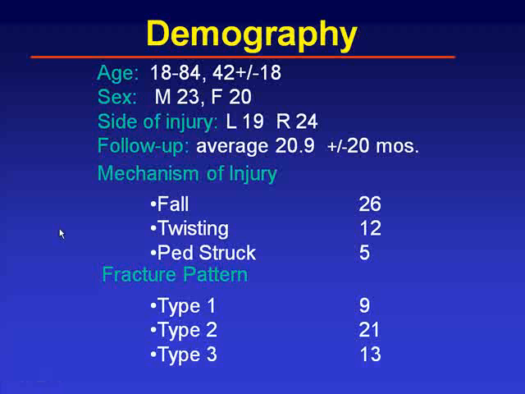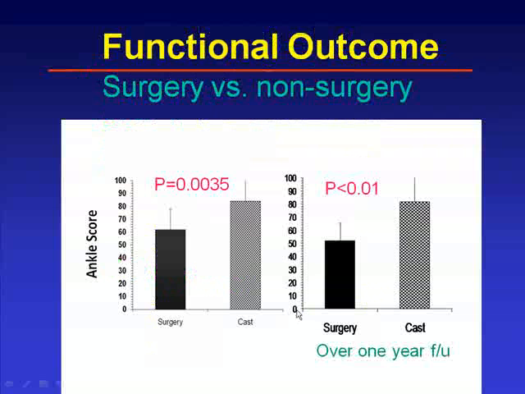The majority of injuries resulted from a fall, whereas the most common fracture pattern is type 2. This slide shows the functional outcome in surgery versus non-surgical treatment. As shown in this graph, the cast group actually shows a better functional score as compared to the surgery group. A similar result was observed in patients followed up over 1 year.